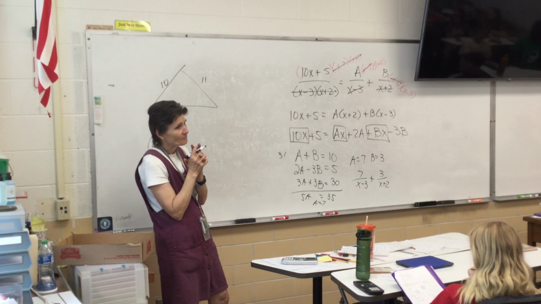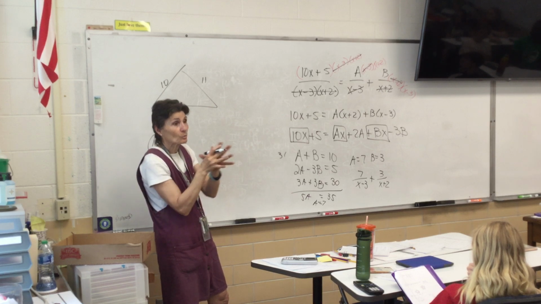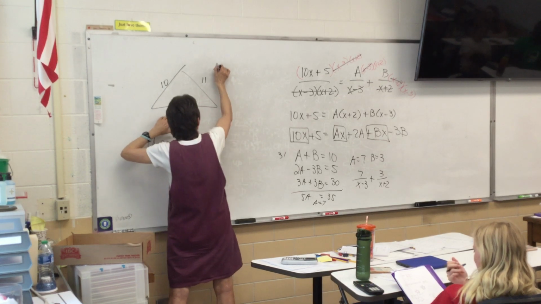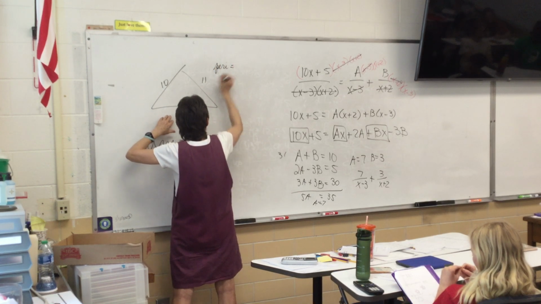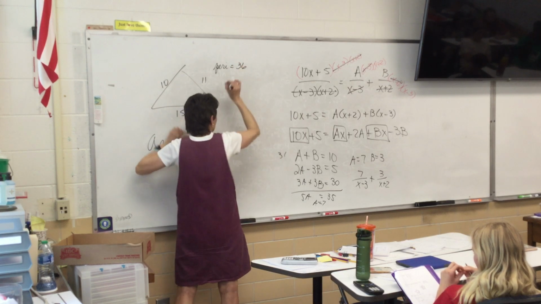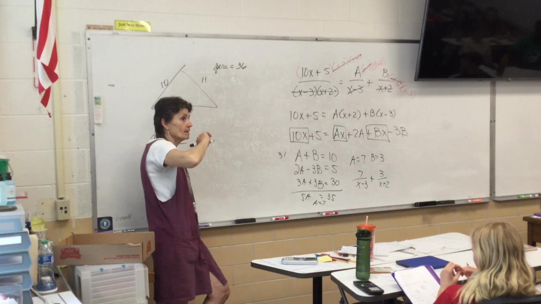Colin? You add up all three sides. In other words, we find the perimeter. So that's step 1, find the perimeter. The perimeter is 36. Okay, then what?